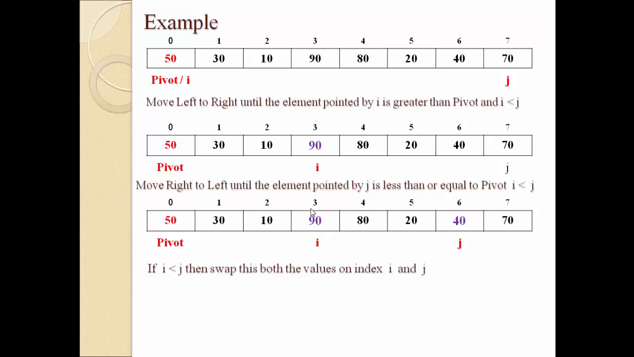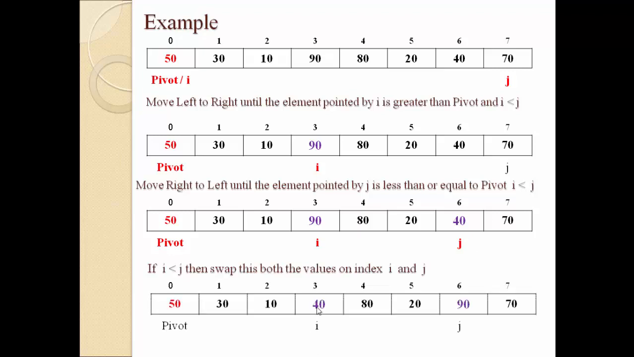It means that we have to swap these two values, 90 and 40. So 40 will be swapped here and 90 will be swapped here. Then we get the next list like this: 40 will be here and 90 is here. Right? So now again we have to follow the same steps.